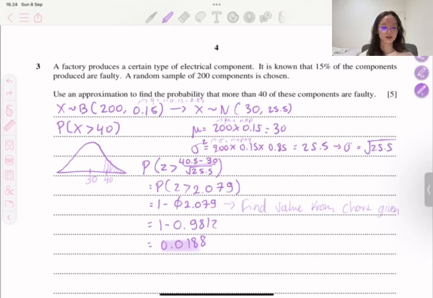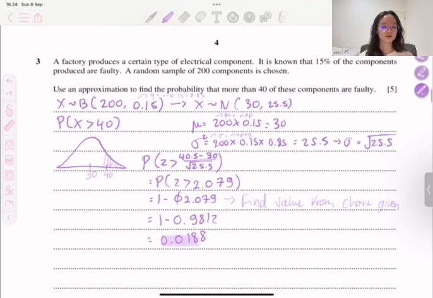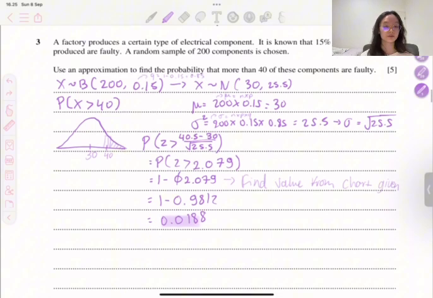And the variance, we can find that by multiplying the n, the p, and the q. The q is 1 minus p, so 1 minus 0.15, which equals 0.85. So we can find the variance, which is 25.5. And later, if we need the standard deviation, we can just find the square root of 25.5.